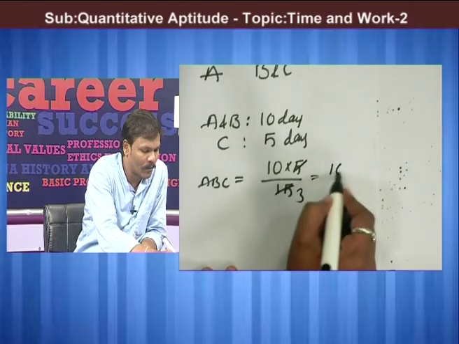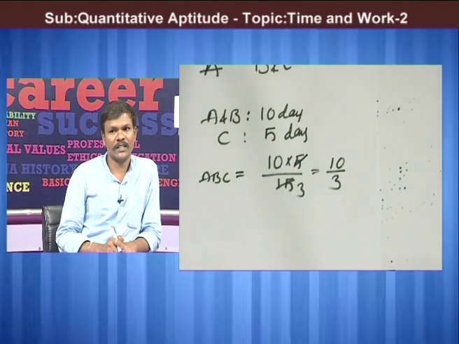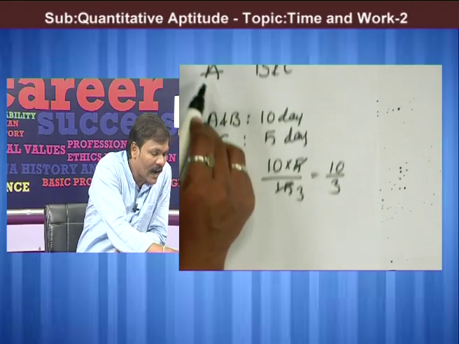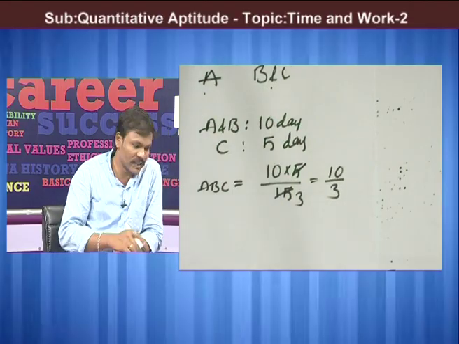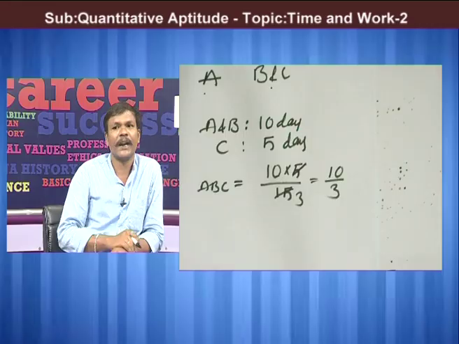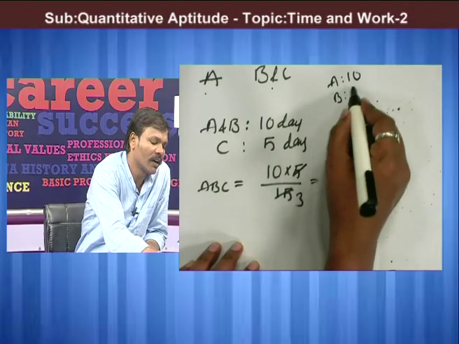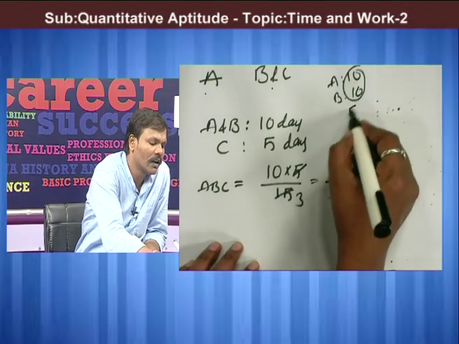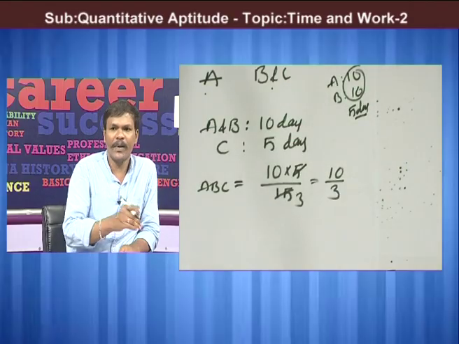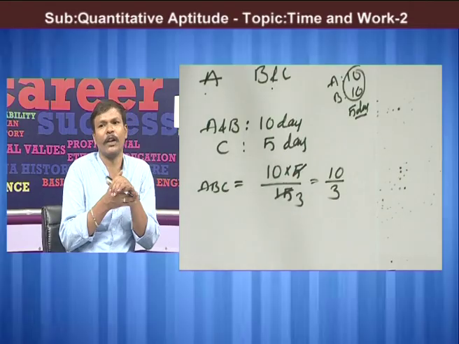5 3s. The ABC value is 10 by 3 days. Now, from this 10 by 3 days, A and B and C have the same working days. If persons with the same working days work together, the time taken is half of the time taken separately. For example, A works for 10 days, B works for 10 days. If both work together, the work will be completed in 5 days. Is it right or not? A takes 10 days separately, B takes 10 days separately. Working together at a time, the work will be completed in half the time, 5 days.